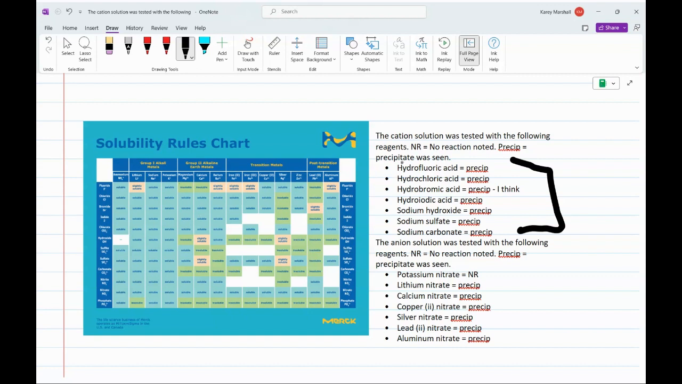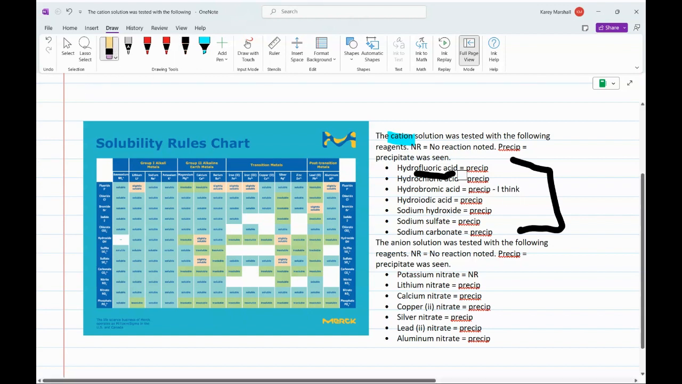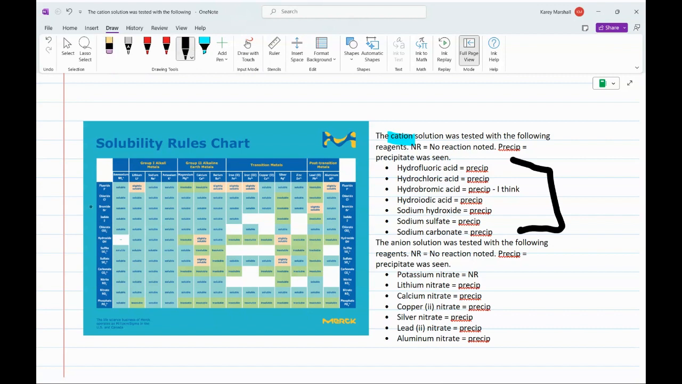So what I'm going to do in order to figure out what cation we're dealing with, because it's the cation solution we are testing, we're going to look at each row with the appropriate anions. So here, this says hydrofluoric acid. Well, hydrofluoric acid would be generated from a fluoride ion. So I'm looking in this row here, and we form a precipitate. So that means we either have magnesium, calcium, or lead.